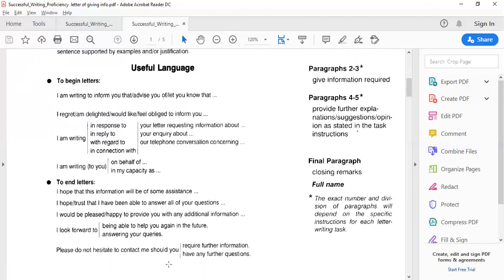I hope, trust that I have been able to answer all of your questions. Of course, you can use any of the examples given here in the ending of your letter, and those above in the beginning of your letter. So these are the examples being provided.